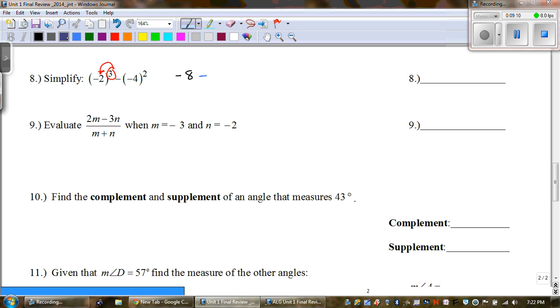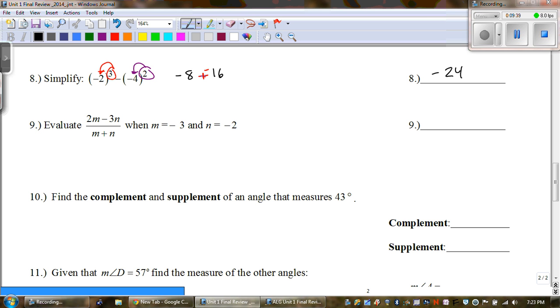And now we're dealing with -4 squared, which is -4 times -4, which is a positive 16. And -8 minus 16, if we need to do the click, adding the opposite, we're adding 2 negatives. Okay, when we're adding 2 negatives, it stays negative, and we add the numbers, so we get -24.